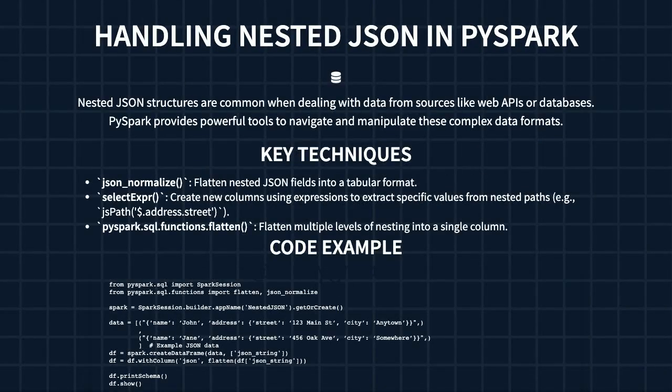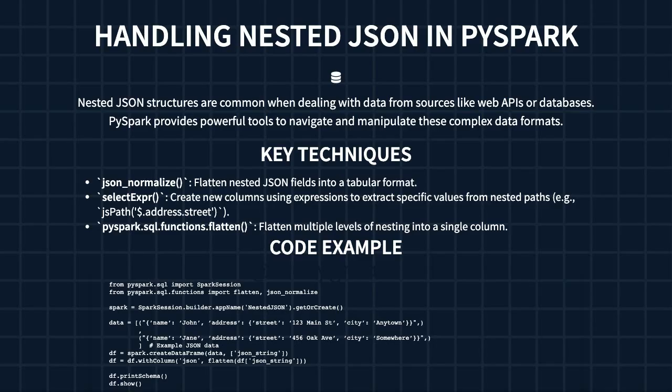Okay, let's talk about handling nested JSON in PySpark, a really common scenario when you're pulling data from external sources. PySpark gives us some excellent ways to tackle these complex structures. First off, we have json_normalize, which is great for flattening everything into a nice tabular format. Then there's selectExpr, allowing you to specify paths within the JSON using expressions like address.street, really powerful for targeted extraction. Finally, PySpark's built-in flatten function can handle multiple levels of nesting and put them all in one column.